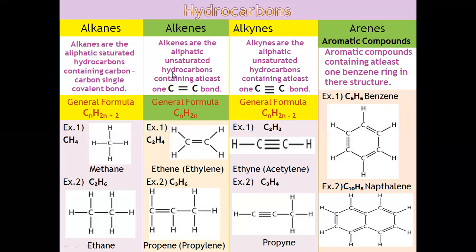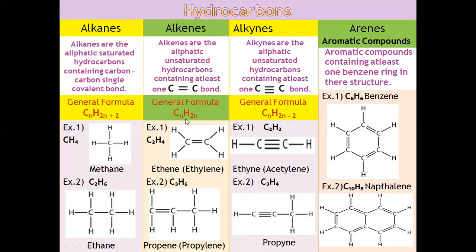We know that in hydrocarbons the compound contains only carbon and hydrogen. And then the definition of alkenes: alkenes are the aliphatic unsaturated hydrocarbons containing at least one carbon-carbon double bond, and they have the general formula CnH2n.